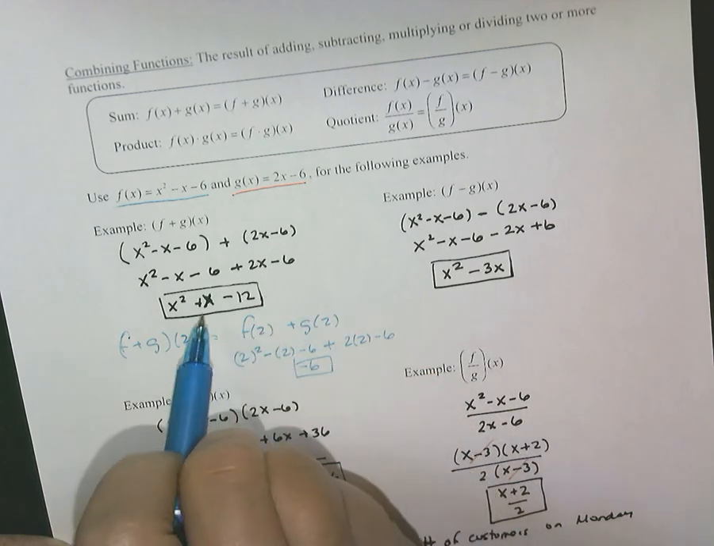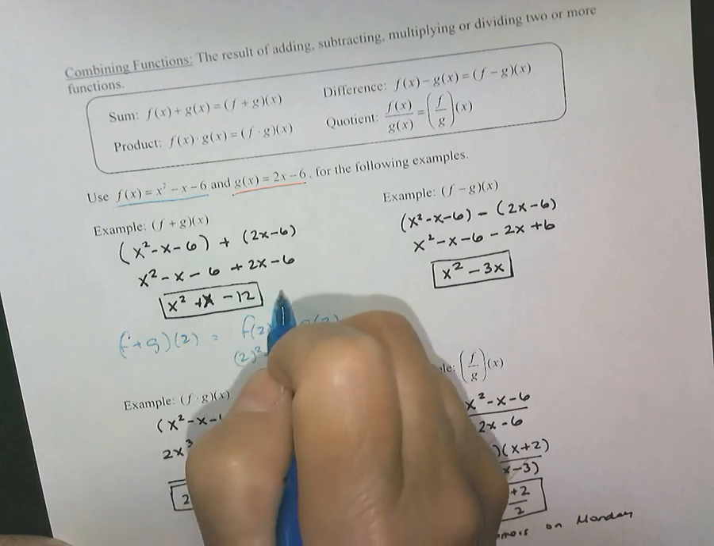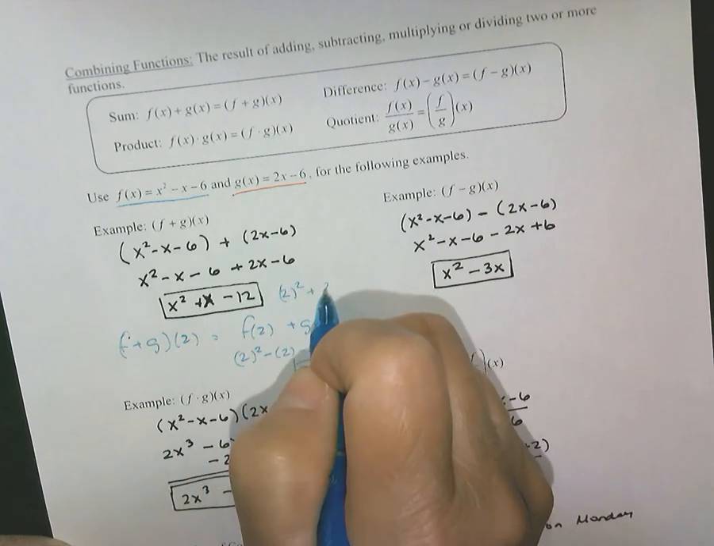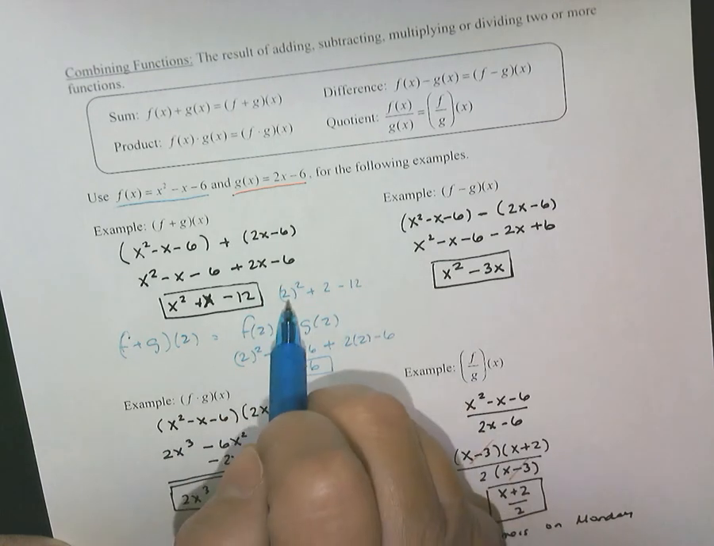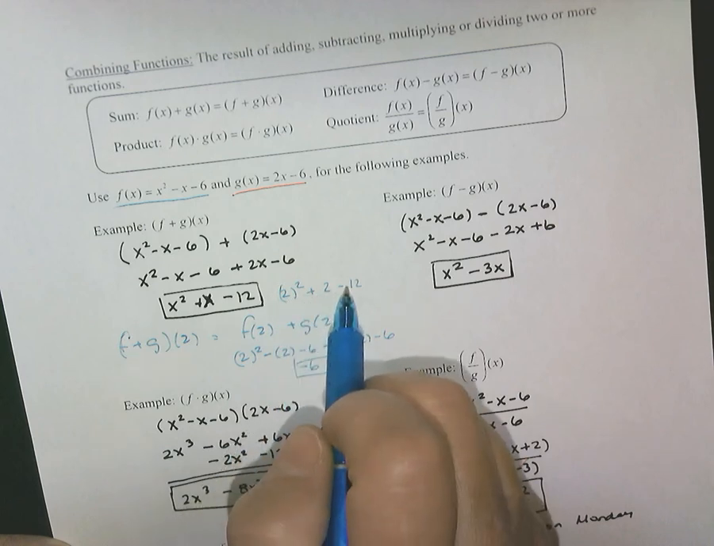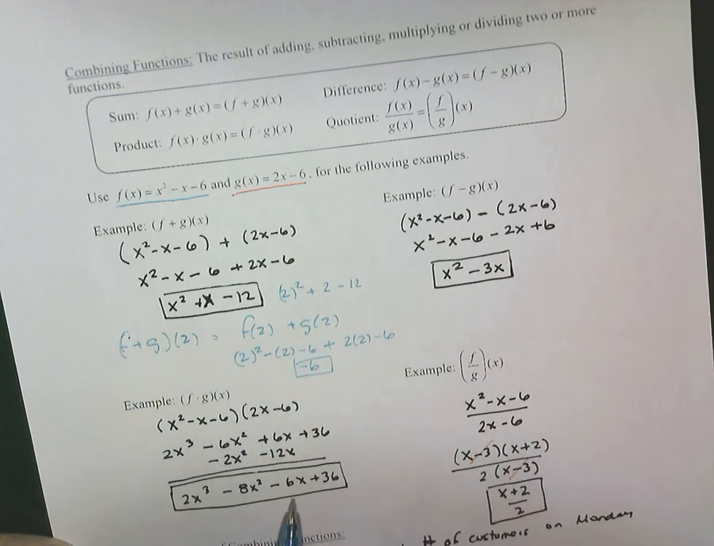Or I could have just put it right in here. Let's say I have 2 squared plus 2 minus 12. 4 plus 2 is 6. 6 minus 12 is negative 6. So either way, I could do that with numbers as well. I can also do this graphically. I like doing these graphically.